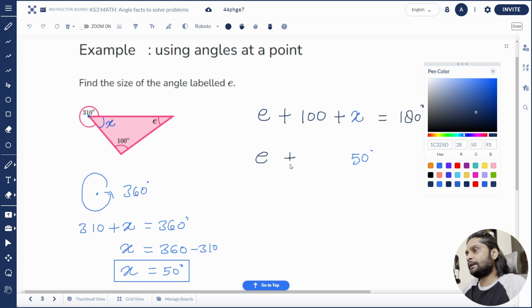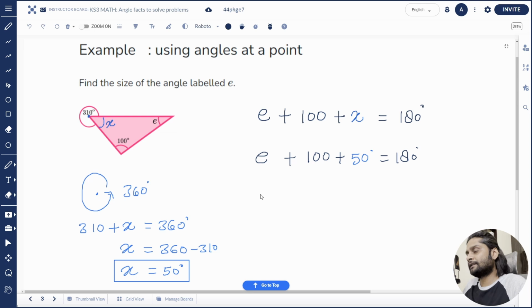You just got the three angles, out of which two are known, one is unknown, and you can easily solve just like we did earlier. We got 150 degrees, that's equal to 180 degrees. This is how you subtract 150 from both sides, and you will get 30 degrees. So this is my answer.